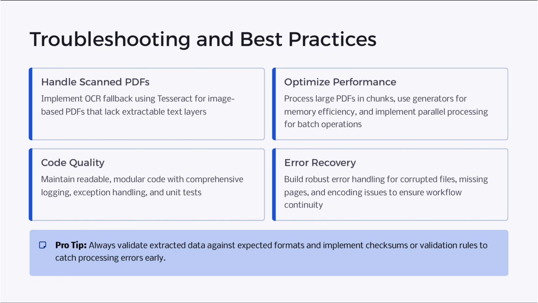For scanned PDFs, use Tesseract OCR to extract text. Optimize performance by processing large PDFs in chunks and using generators. Ensure code quality with modular design, logging, and unit tests. Implement robust error handling for corrupted files and encoding issues. Validate extracted data against expected formats to catch errors early.